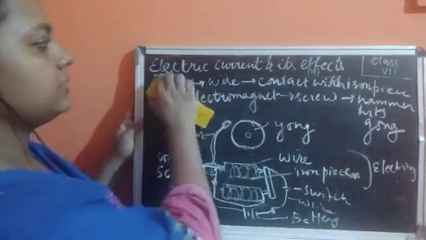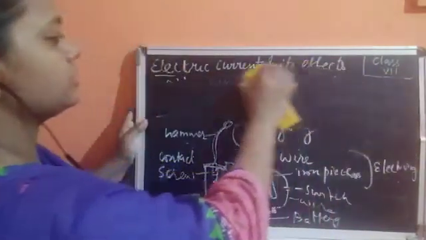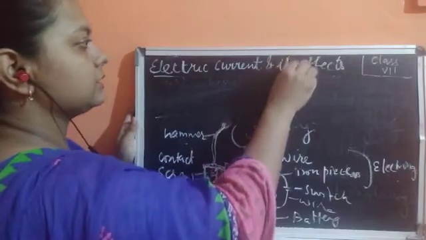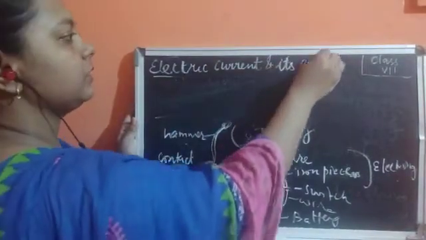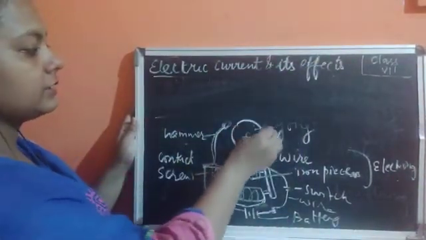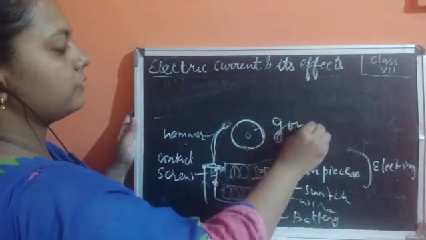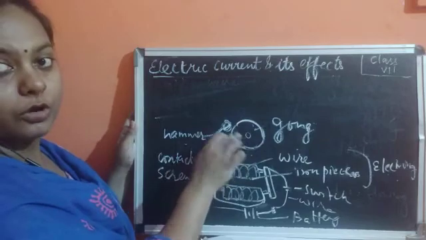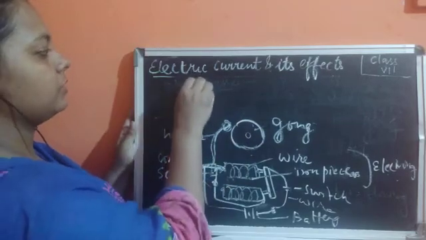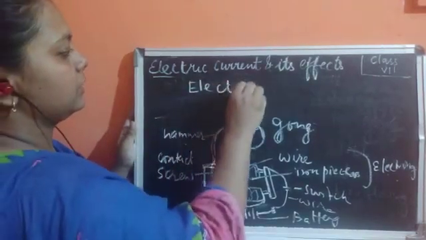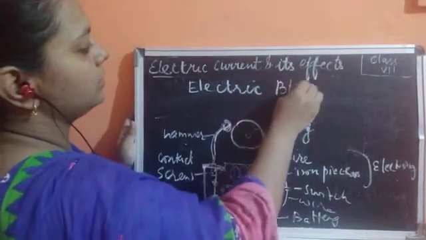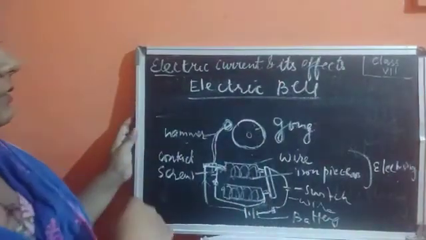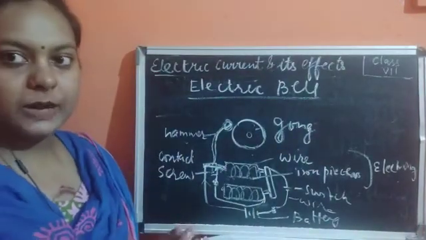Now till the time you are switching it in on condition, this is going to behave like an electromagnet, and it is going to produce the ringing sound because of the hammering. This hammer is going to hit this gong. Okay, so this is the electric bell, its parts and its working.